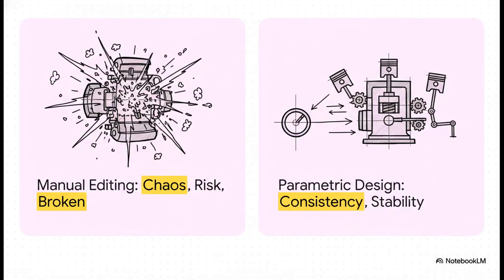So you're basically at a fork in the road. On one side, you've got manual editing. It's chaotic, it's risky, and yeah, it almost always ends in something breaking. On the other side, though, you have parametric design. This is all about control, consistency, and stability. This is the professional way, and it's what we're going to focus on.